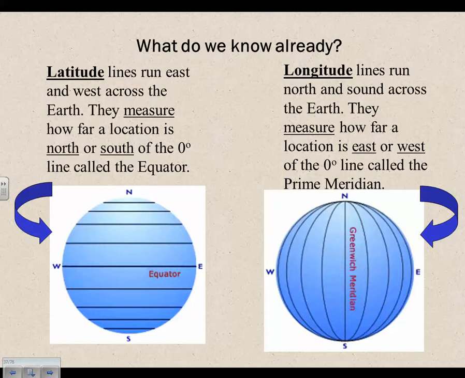So what do we know already? We know latitude lines go east to west, but they measure north or south. How far north of the equator, how far south of the equator. That's latitude lines. Okay, we know longitude lines run north-south. They run this way, but they don't measure that way. They measure how far you are either east or west of the prime meridian.